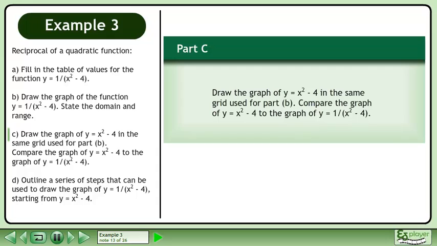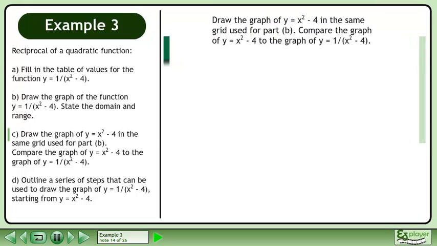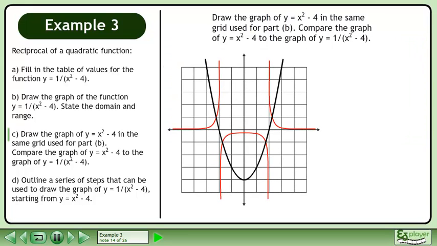Now we'll move on to part C. Draw the graph of y equals x squared minus 4 in the same grid used for part B. Compare the graph of y equals x squared minus 4 to the graph of y equals 1 over x squared minus 4. Draw the graph of y equals x squared minus 4.